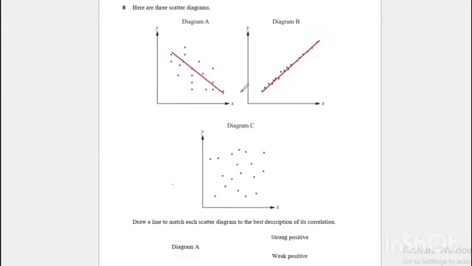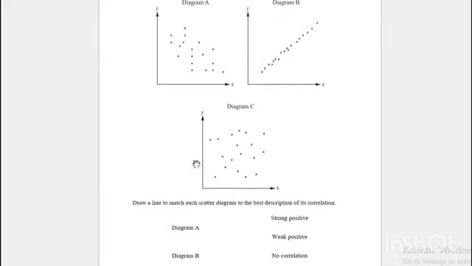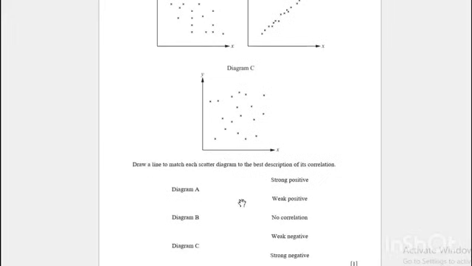Next, you have to match diagrams A, B and C. Draw a line to match. So diagram A is weak negative, B is strong positive, and C is no correlation. So these are the answers. I hope it is clear.